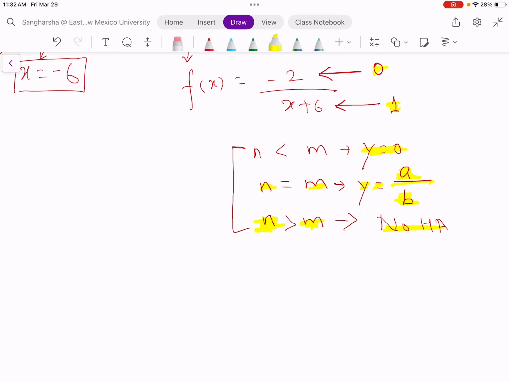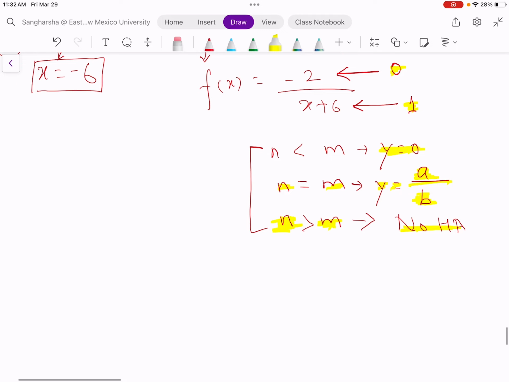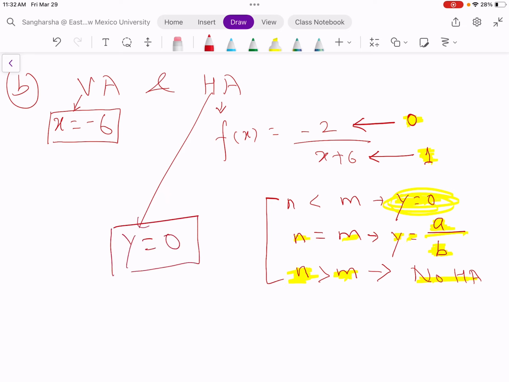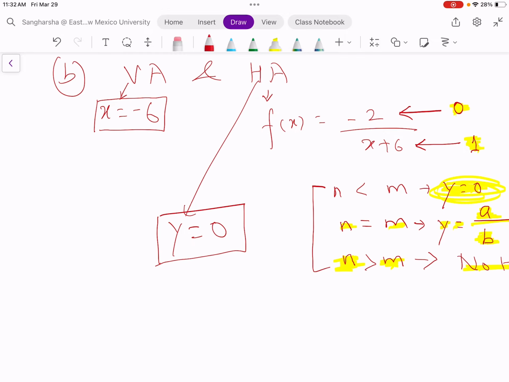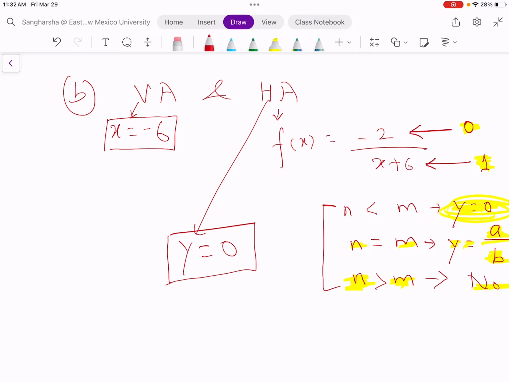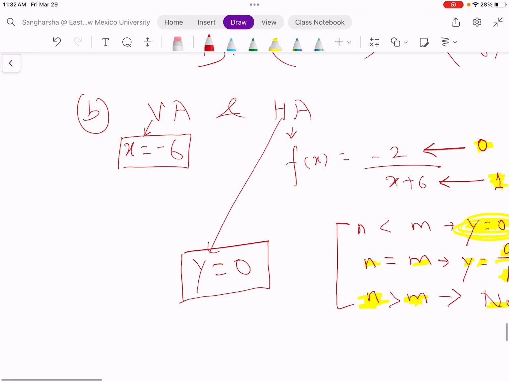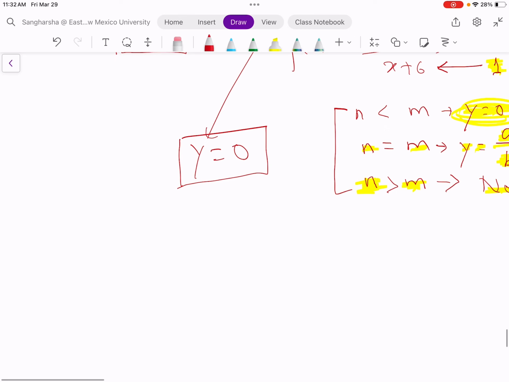Okay. Now for this case, our degree of numerator is less than the degree of denominator, so this is the horizontal asymptote. Our horizontal asymptote is y equals 0. Make sure you are writing y equals 0, okay, this is a horizontal line. The next type of question you're going to have is that you are asked to find the domain. Yes, you will be asked to find the x-intercept and y-intercept.